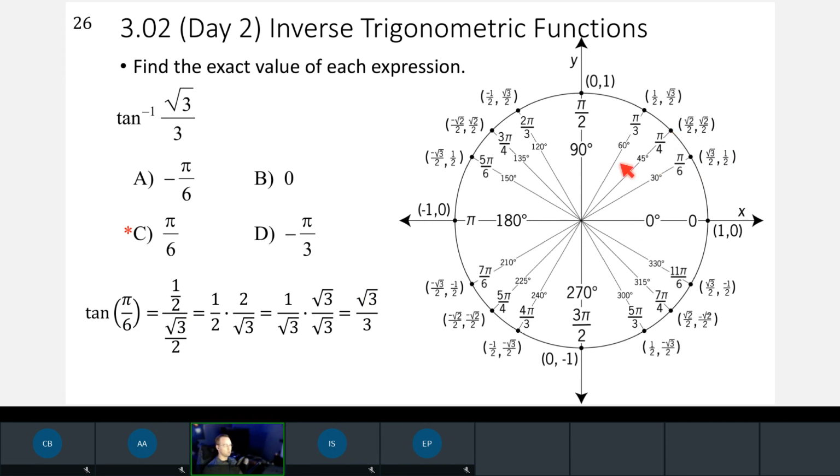This would also work at the angle 5 pi over 4. You would get the exact same answer. But because of the pre-programmed domain restriction, and this has the assumption that it's only from 0 to pi, that's why the answer is just pi over 6.